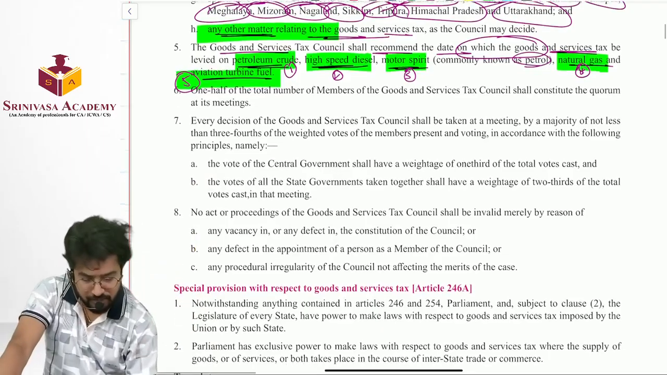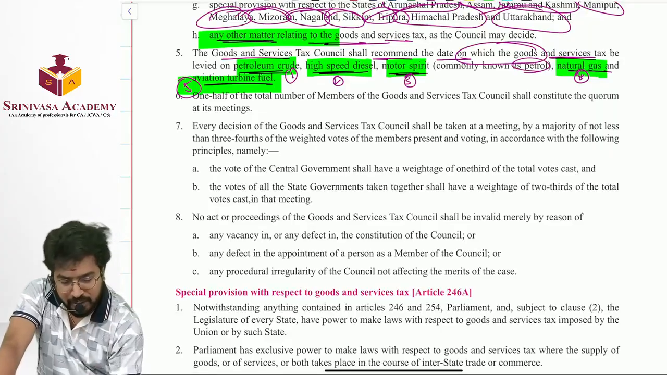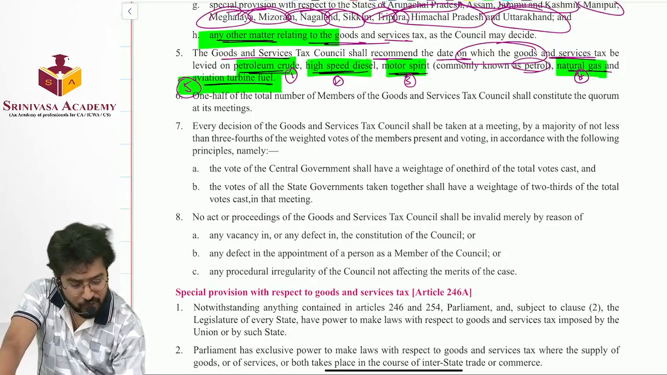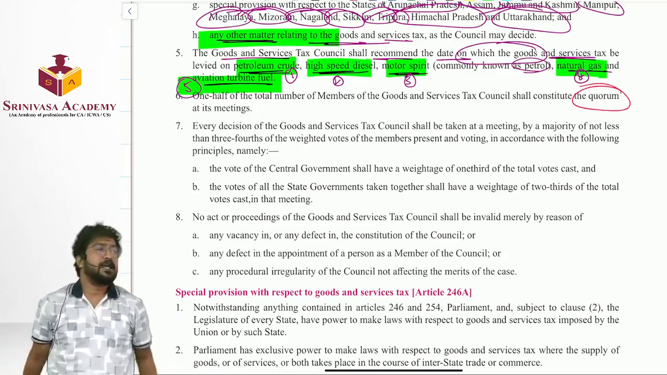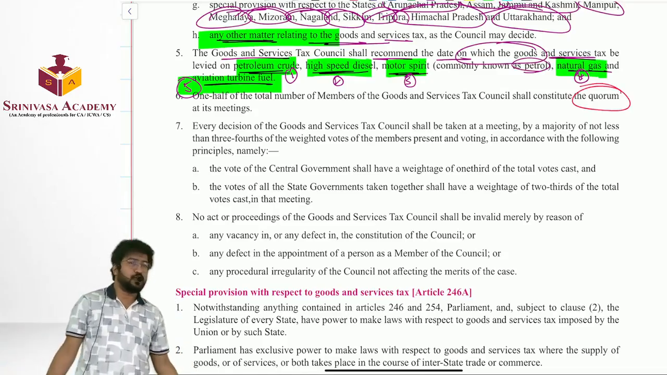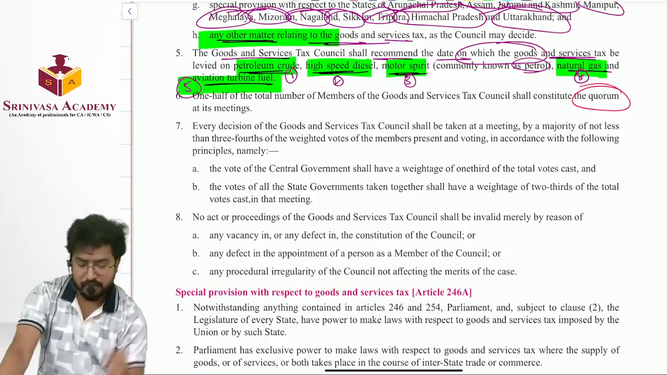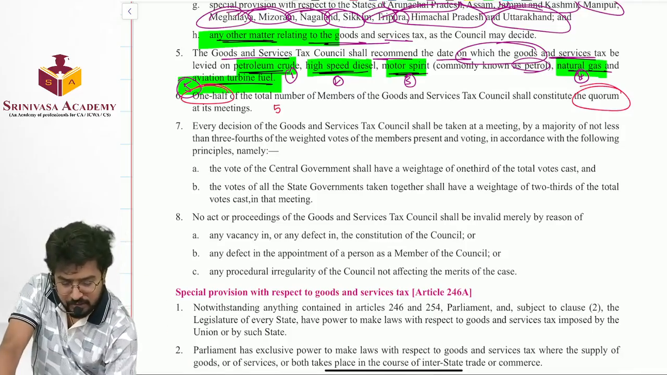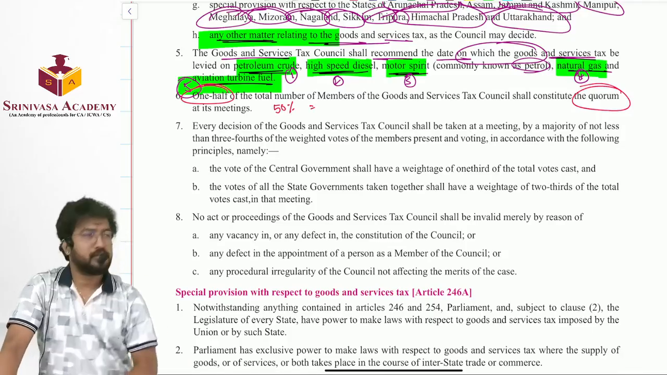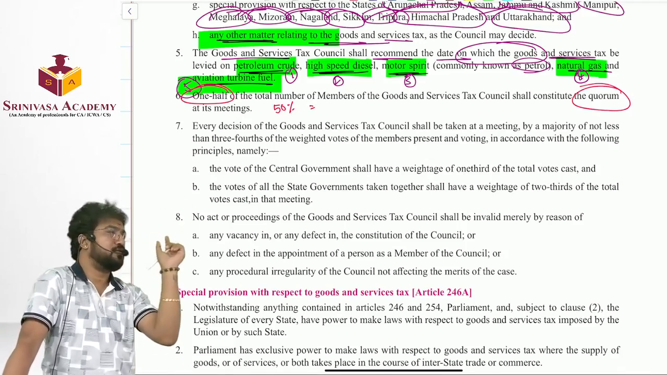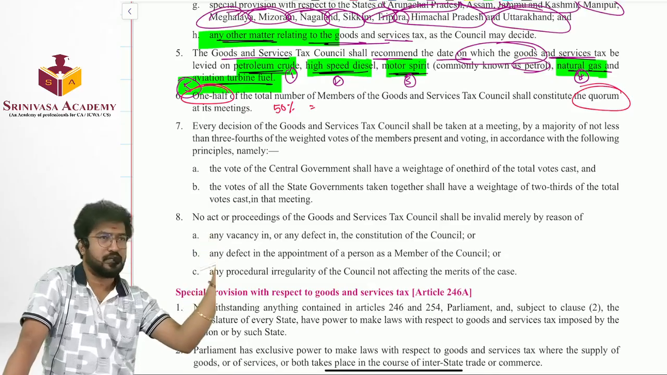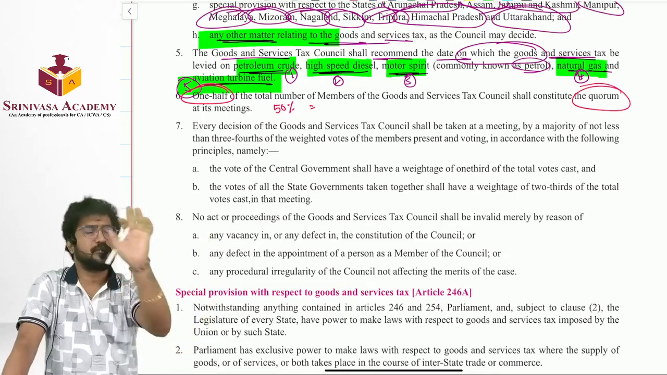Okay, next one. Another important point. What is the important point? Quorum. What is the meaning of quorum? Minimum attendance for a meeting to start. So what is the quorum? 1/2, that means 50%. In MCQs they have given exactly the same wording: 1/2, 2/3, 1/3, like that. So be careful. 1/2 means 50%.